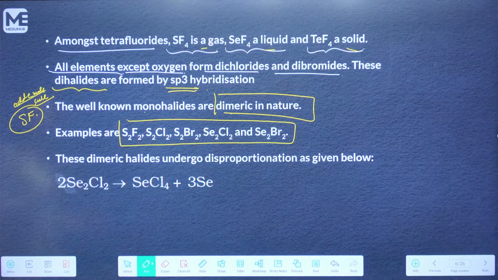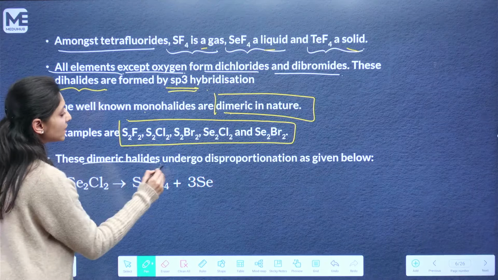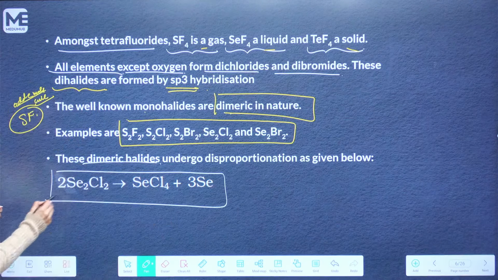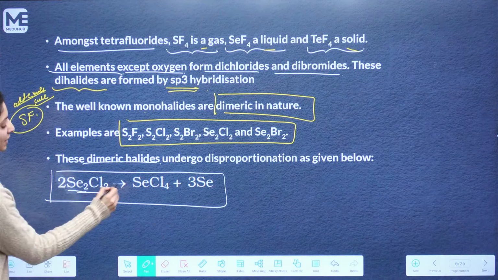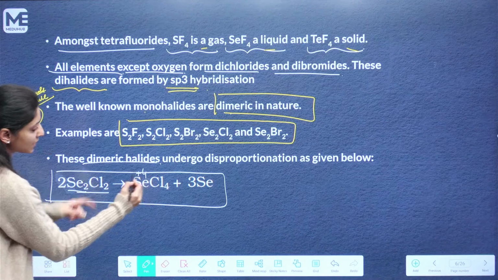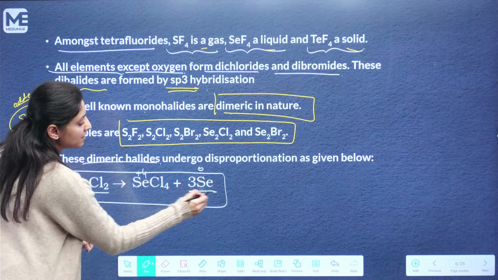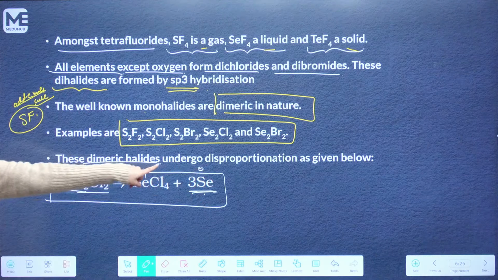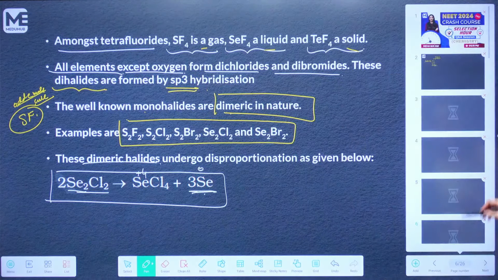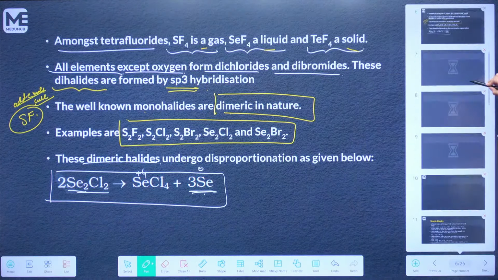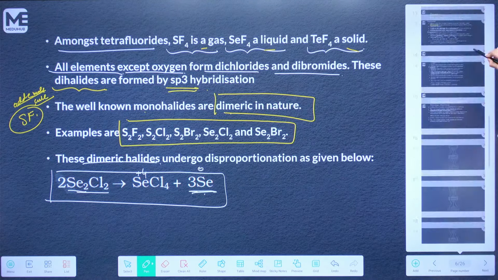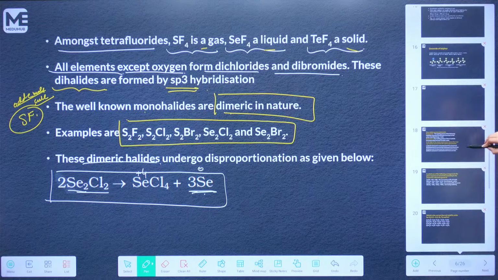Now these dimeric monohalides undergo disproportionation, such as this particular reaction here. So Se2Cl2 undergoes disproportionation to give SeCl4, where Se is in the +4 state, and Se where Se is in the 0 oxidation state. So this is about the reactivity. Now coming to a few questions which have come in previous years from these.